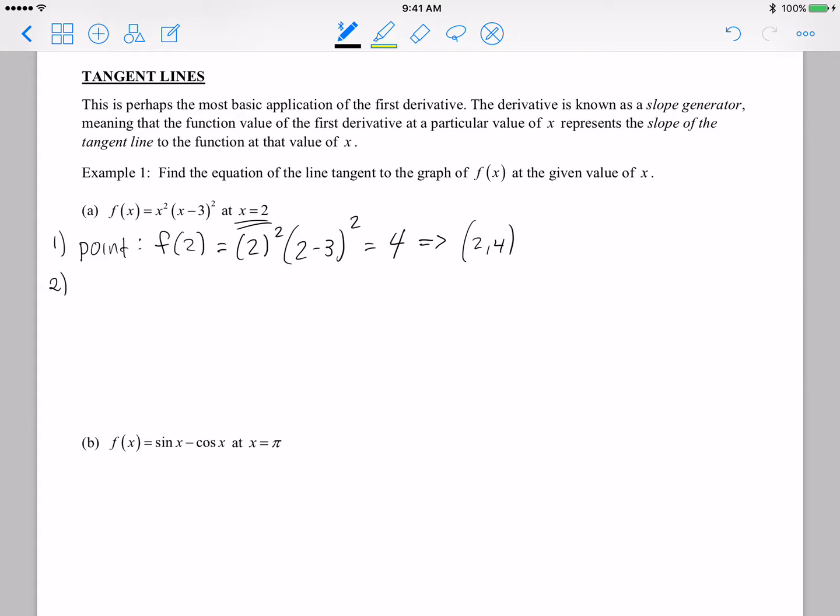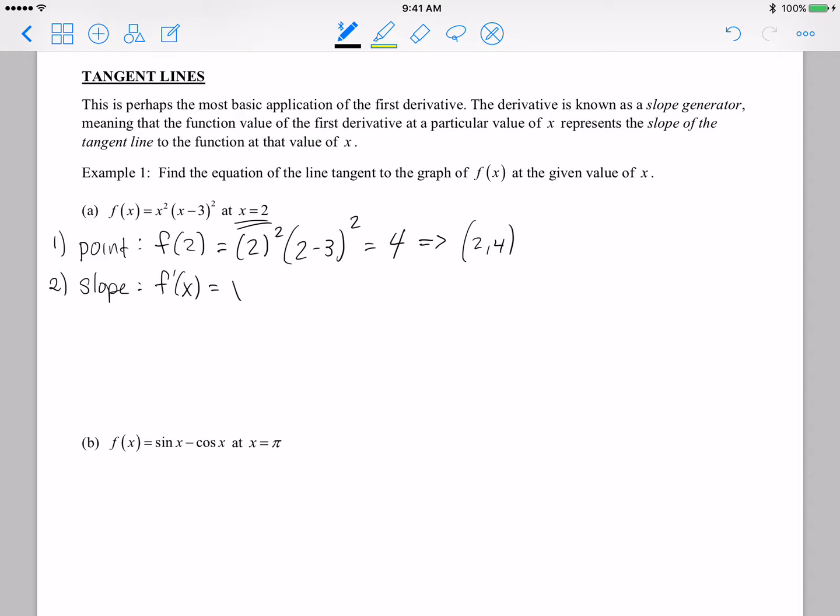The second thing that I need in order to write my equation of a tangent line is a slope. And this is where the derivative and the calculus part of the problem comes in. So in order to find this derivative, f prime of x, if you notice, this original function is a product, and so what I'm going to have to utilize is the product rule.